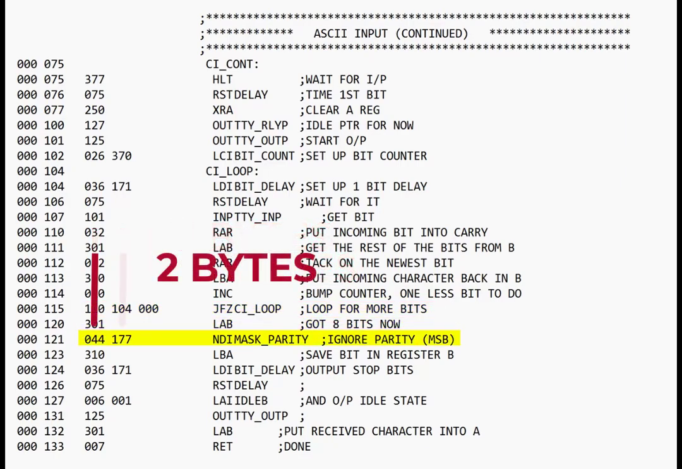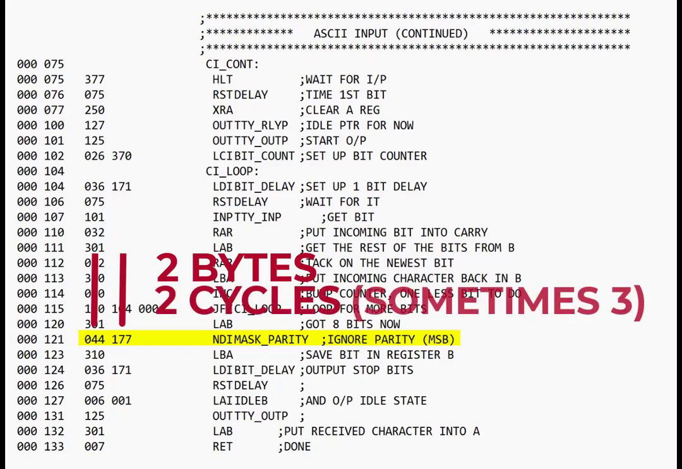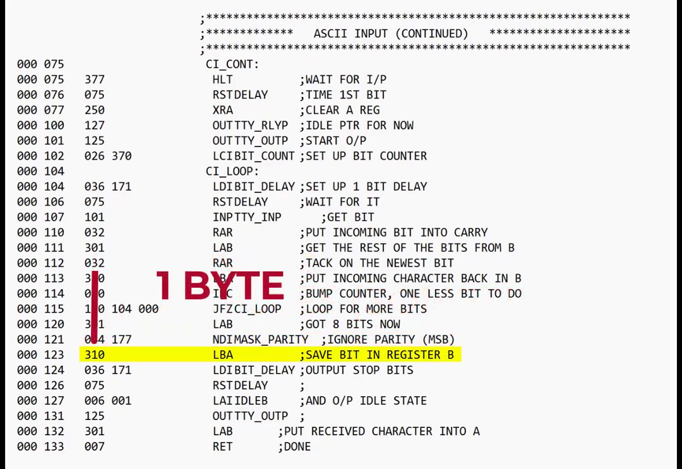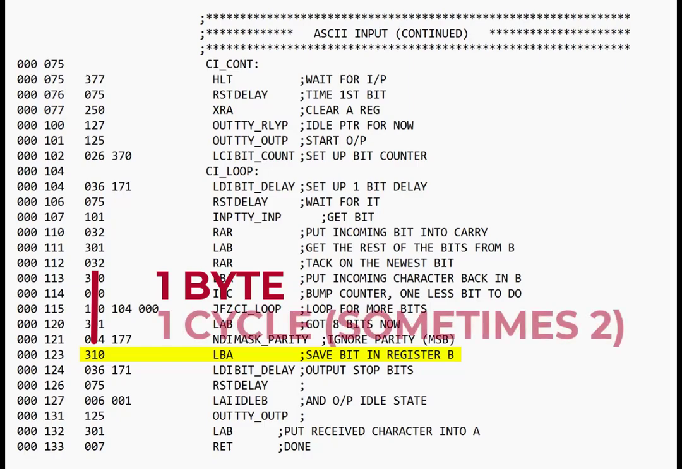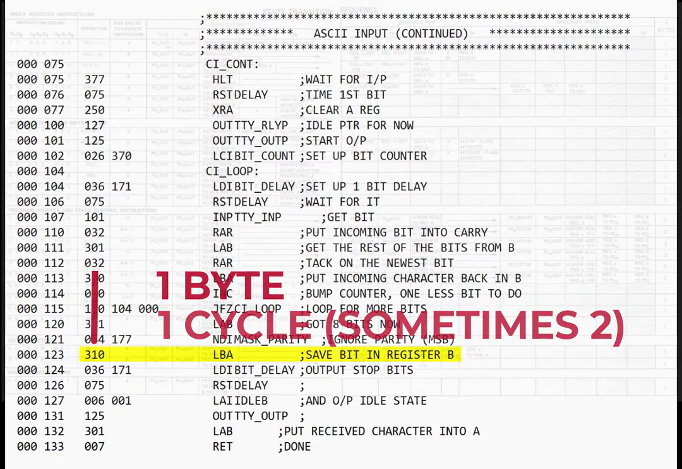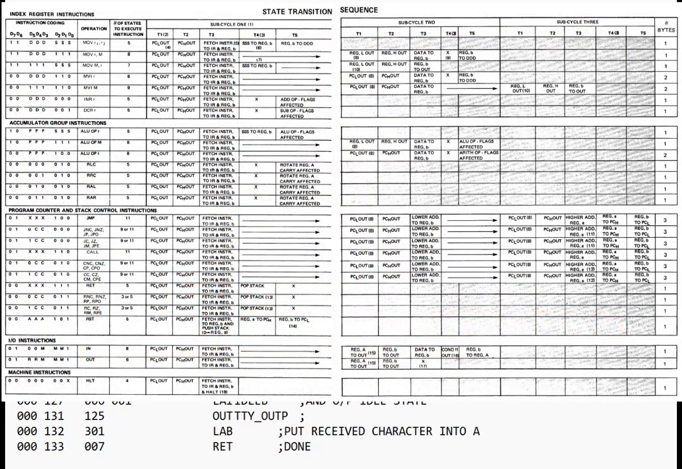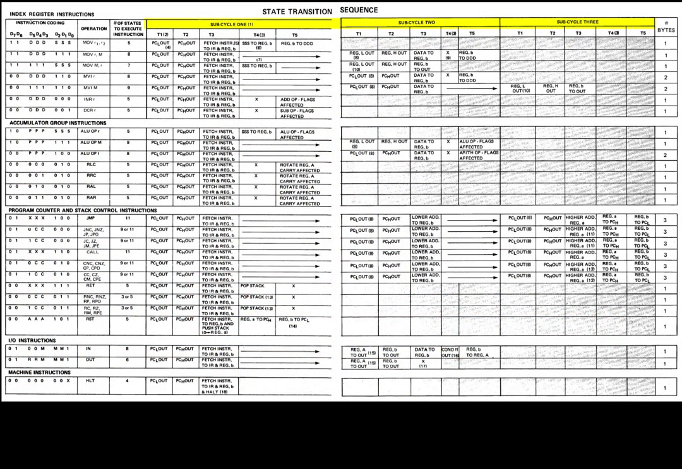If it's a 2-byte instruction, we would expect it to obviously take 2 cycles, and that's true unless it's one of those 2-byte instructions that actually takes 3 cycles to complete. And then there's some more tomfoolery going on with 1-byte instructions, since sometimes they can take a single cycle and sometimes they can take 2 cycles to complete. And that's exactly when this transition state sequence table comes in so handy. We can see here how many cycles each instruction takes.